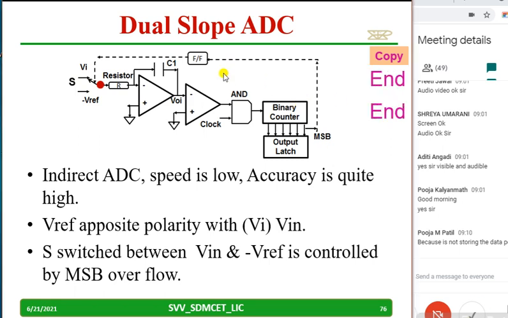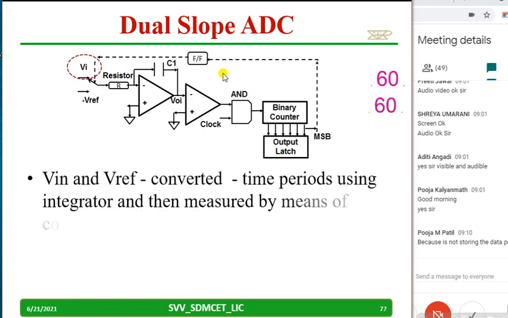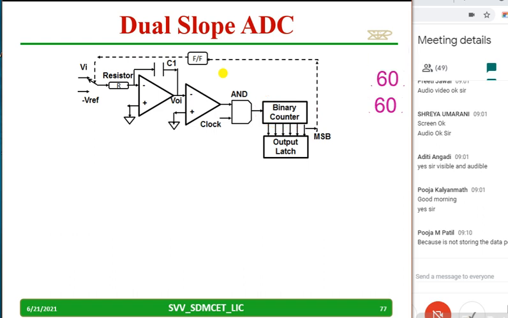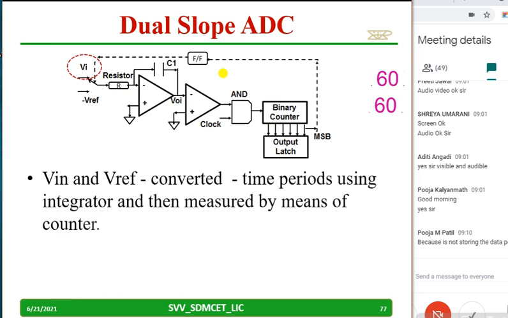Now, V in and V reference are converted into time periods by using an integrator and then measured by means of a counter. So observe carefully. V in and V reference are converted into time periods. How? Using an integrator. Then this is measured by means of a counter. Copy down. You have 1 minute.